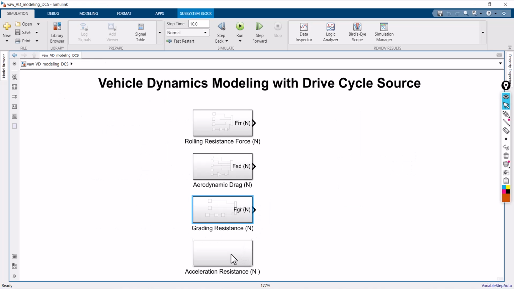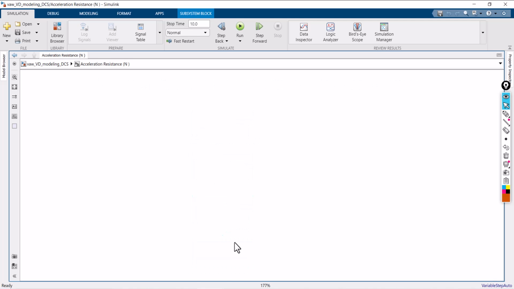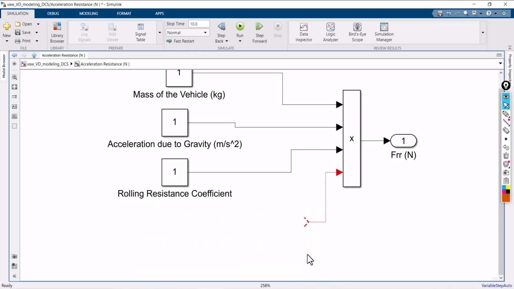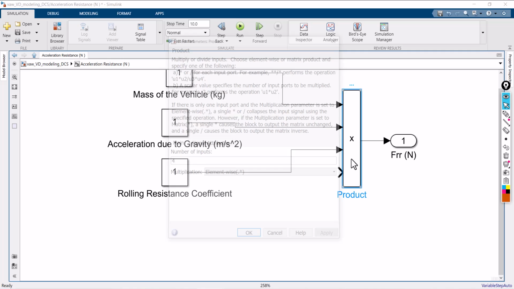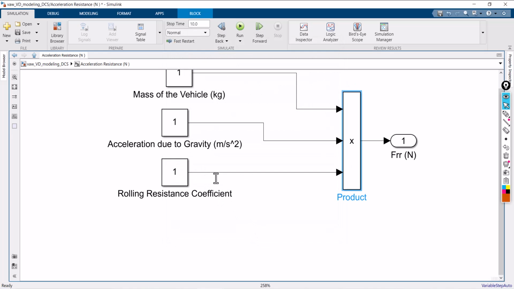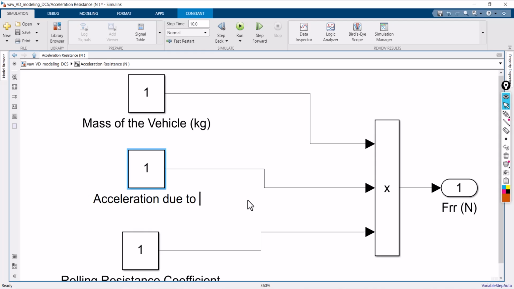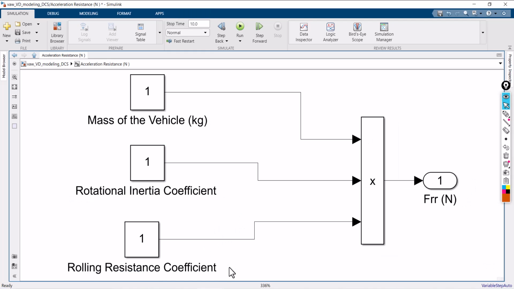And then the last one is acceleration. I need the mass of the vehicle, the rotational inertia coefficient, and the last one is the acceleration of the vehicle in meter per second square.